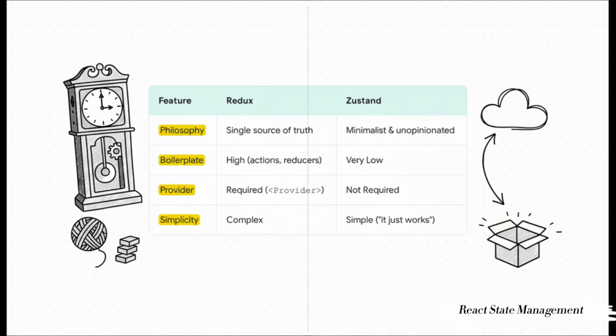In one corner, you've got Redux. It's the OG, the grandfather of global state. It's incredibly powerful, battle-tested, but let's be real, it involves a ton of boilerplate code. In the other corner, you have the new fan favorite, Zustand. It's the complete opposite. It's minimalist, it's simple, you don't even need a provider. It just works. It's pretty incredible.